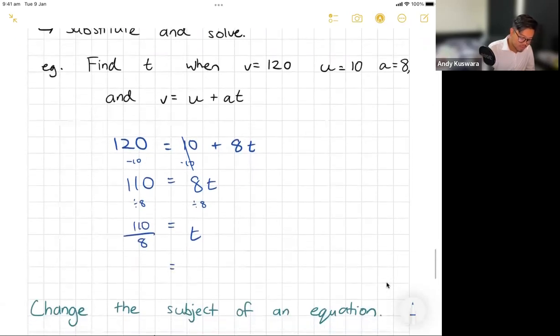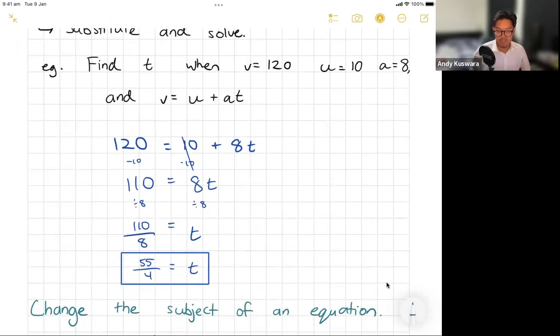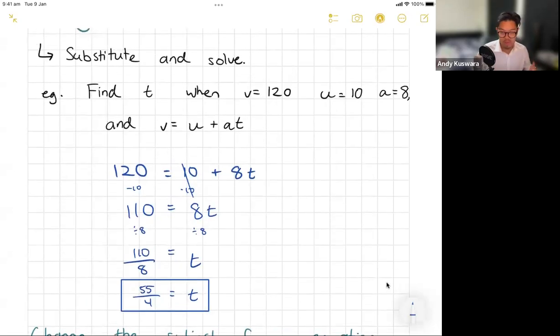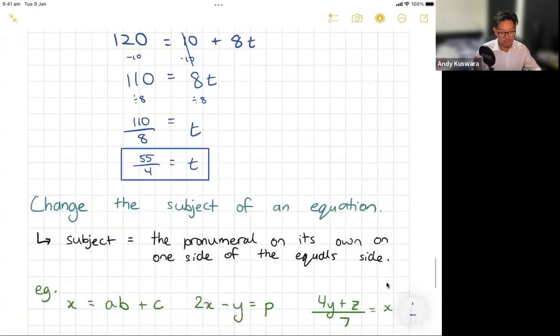That's going to be, oh man, 55 on 4. Now, whatever it is, you can leave your answer in whichever form you like. Again, I suggest improper fractions. So that there would be your answer. Hopefully that was fairly straightforward. Now what I'm going to do is move on.